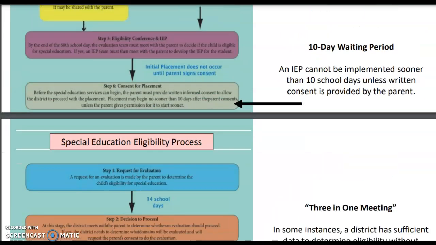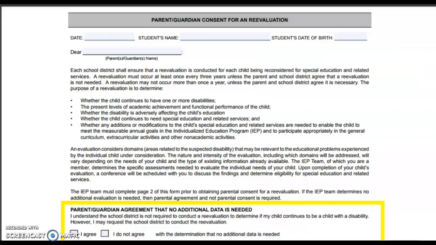The last and final step is step 6, and this is the consent for placement. So if it is determined that a student is eligible for special education services, an IEP cannot be implemented sooner than 10 school days unless written consent is provided by the parent to start that timeline sooner for that student to have their placement in their special education classes or with their special education services.